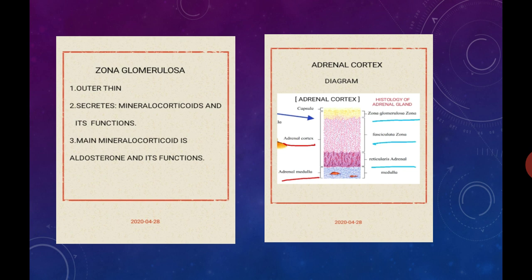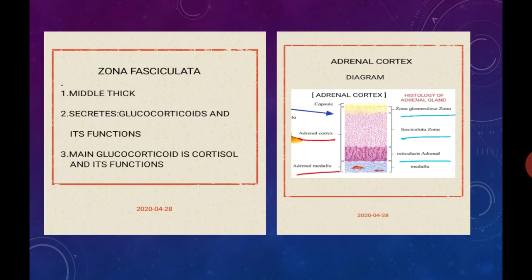Let's see the second region, which is called the zona fasciculata. It is the middle but thick region of the adrenal cortex. It also secretes a hormone, and that hormone is glucocorticoids. The function of glucocorticoids is that they regulate the metabolism of carbohydrates, protein and lipids.